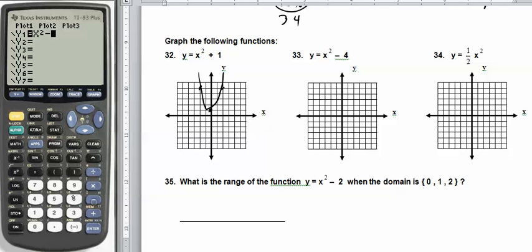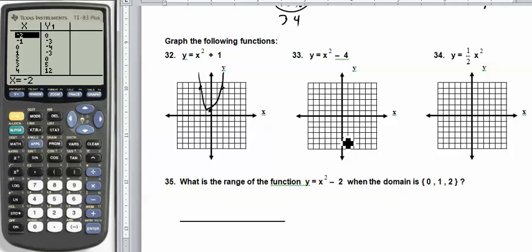y equals x squared minus 4. So we can kind of see where it is. We're going to look for the vertex here in our table. So where y is the lowest, looks like it's at 0, negative 4. And at least a couple other points here. So how about 3, 5? 1, 2, 3, 1, 2, 3, 4, 5.